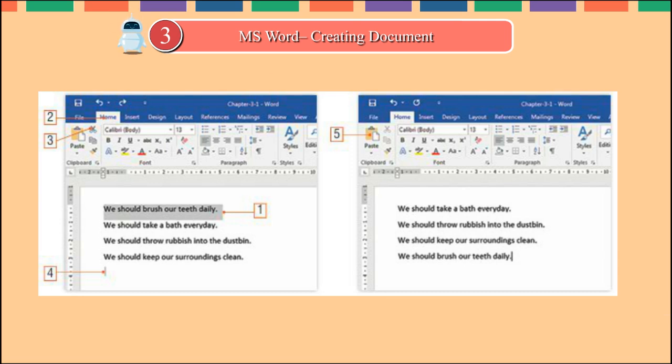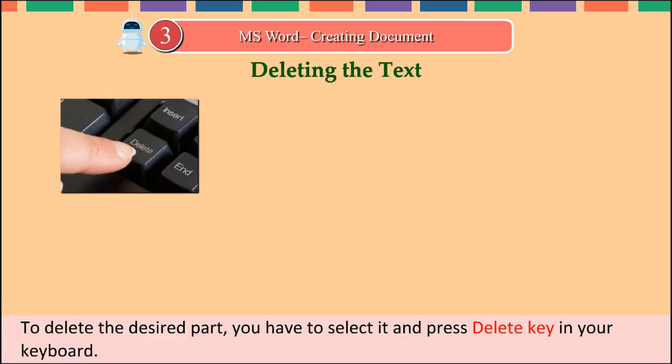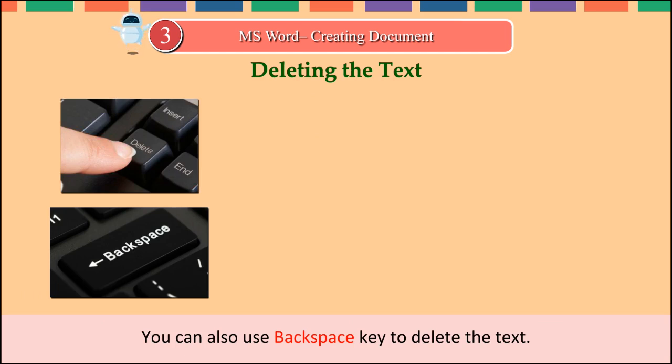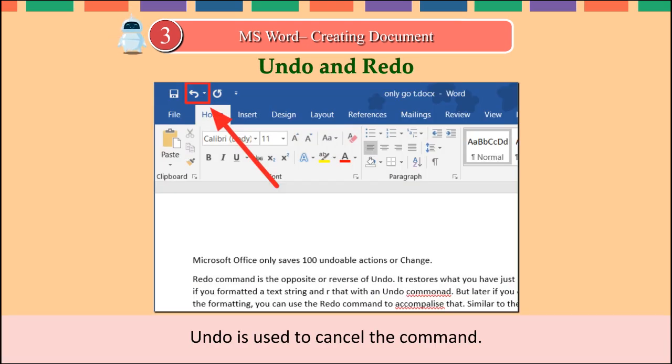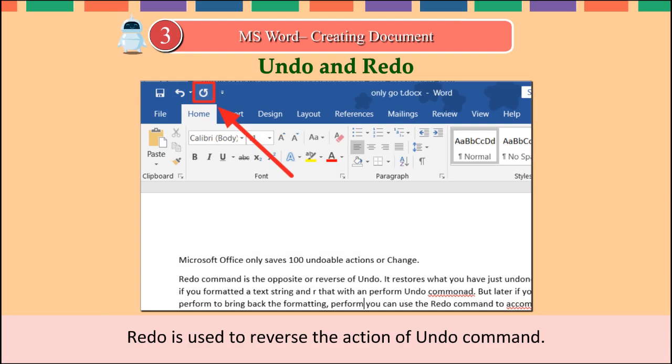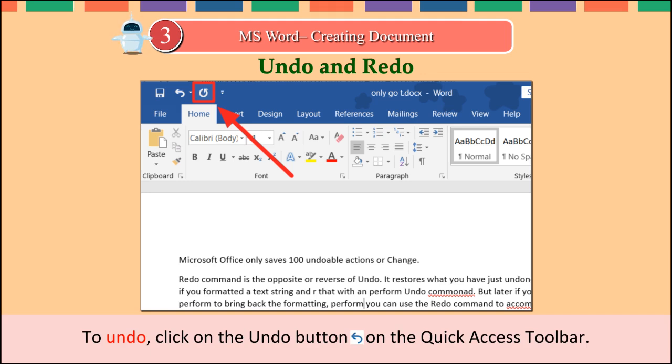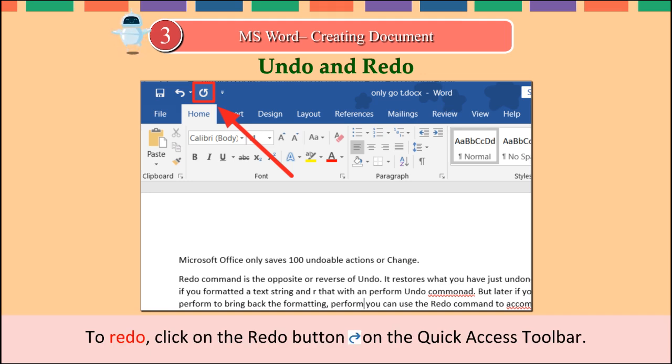Deleting the text. To delete the desired part, you have to select it and press Delete key in your keyboard. You can also use Backspace key to delete the text. Undo and redo. Undo is used to cancel the command. Redo is used to reverse the action of undo command. To undo, click on the Undo button on the Quick Access toolbar. To redo, click on the Redo button on the Quick Access toolbar.